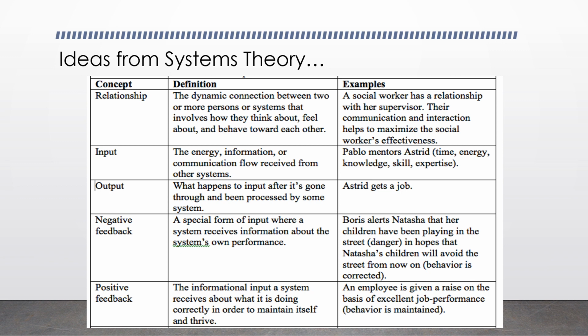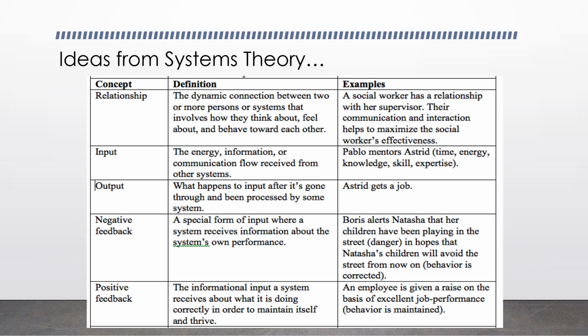Systems also have input, so energy, information, or communication flow that's received from other systems. And systems have outputs, so what happens to the input after it's been processed by some system. For example, if we've got Pablo mentoring Astrid, Pablo puts in time, energy, knowledge, skills, and expertise, they work together, and as this information is processed and worked through, the output is that Astrid gets a job. Now, this input and output can include negative feedback or positive feedback.